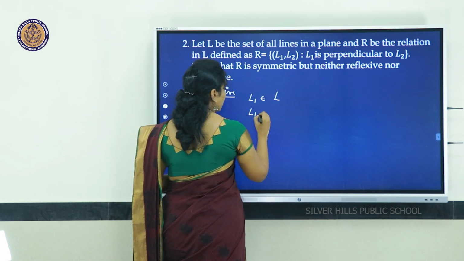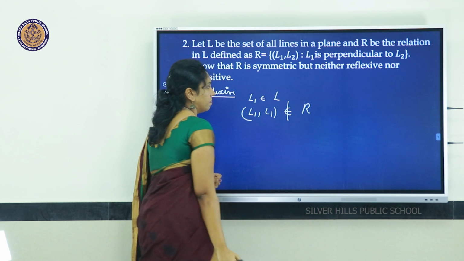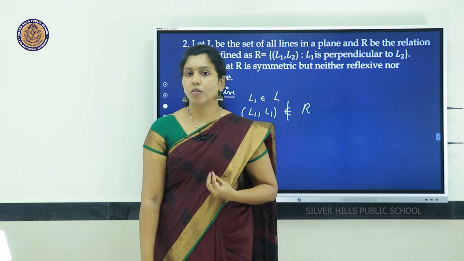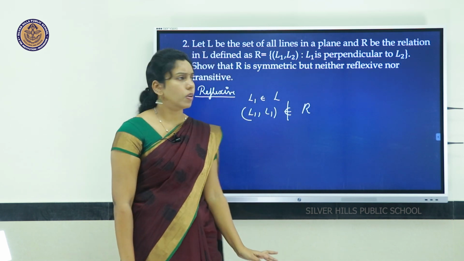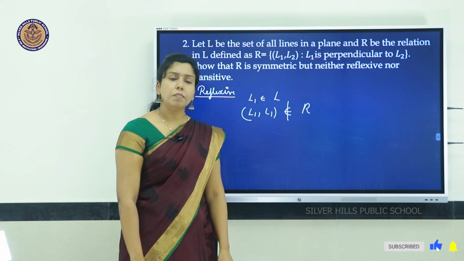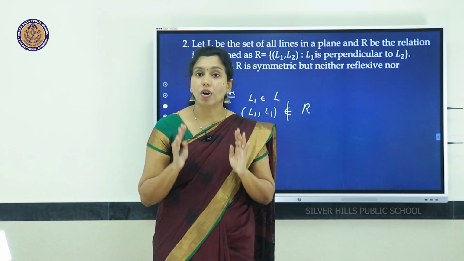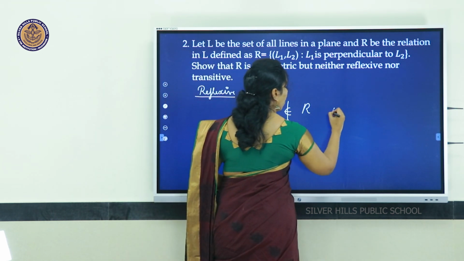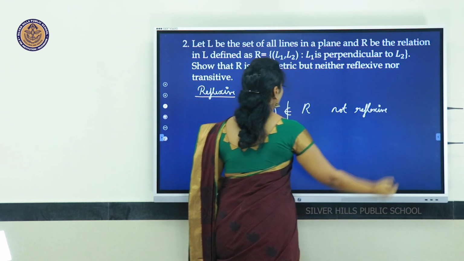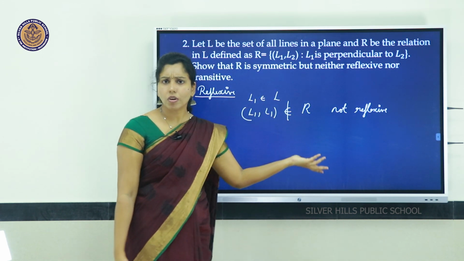L1, comma L1 does not belong to our relation. Why? Because a line cannot be perpendicular to itself. A line is not perpendicular to itself. So L1, L1 will not come in the relation. What does that mean? That means this relation, perpendicular to, is not reflexive. So, not reflexive. And then it said, prove that it's neither reflexive, so we prove it's not reflexive.